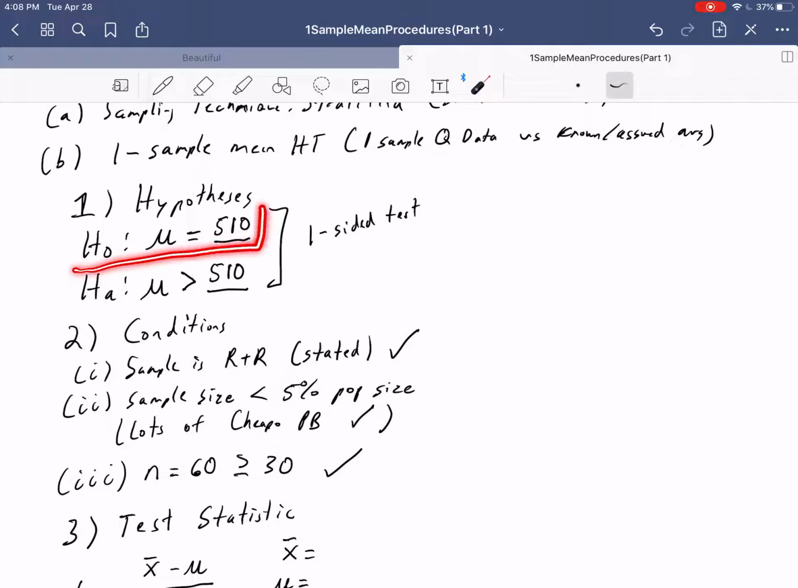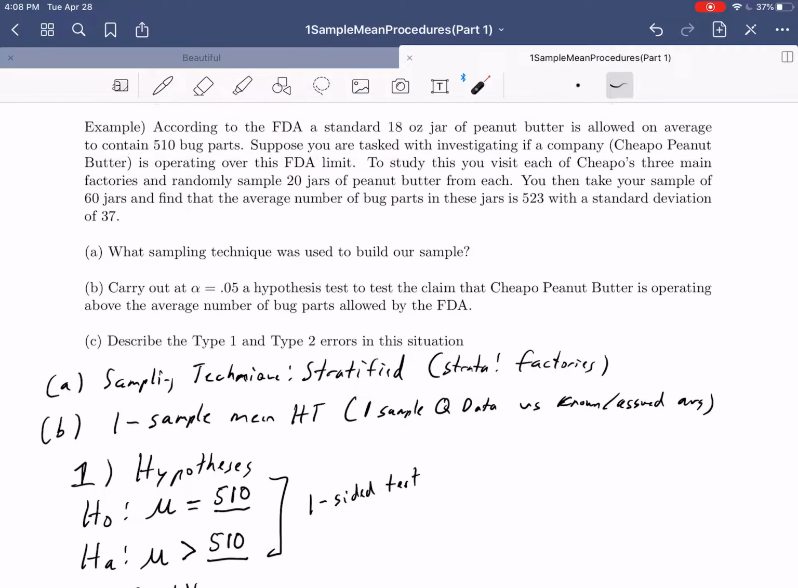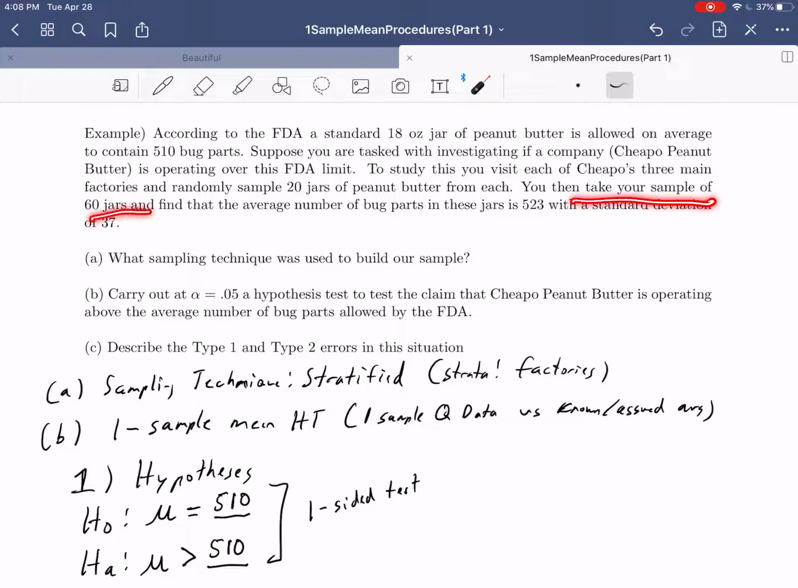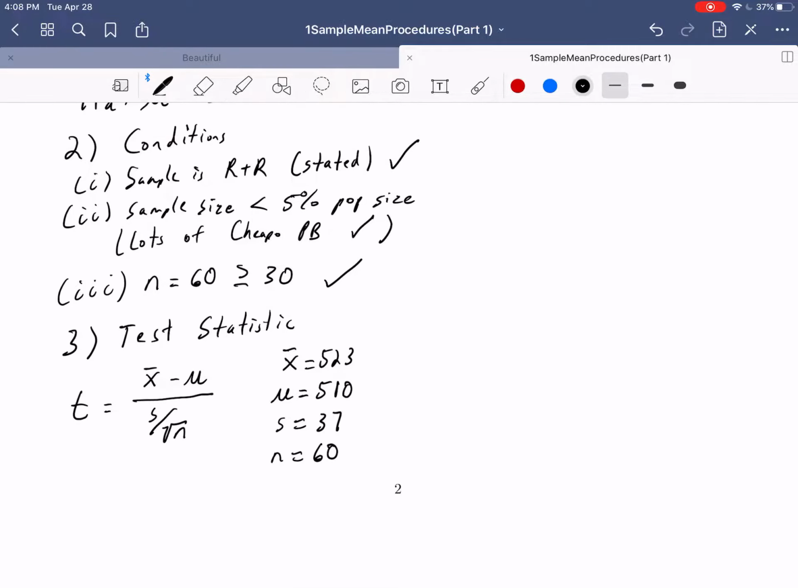That's why when we're doing this, the null hypothesis is always an equality because it tells us what we're assuming for the average here, for the population average. So that'll be 510. The only two things missing are our sample average and our sample standard deviation. So if we go back and look at the problem, we were told that we take a sample of 60 jars and find that the average is 523 and the standard deviation was 37. So these two pieces about our sample are what we're going to use here. So our x bar here is 523 and our standard deviation is 37. So let's plug this stuff in.